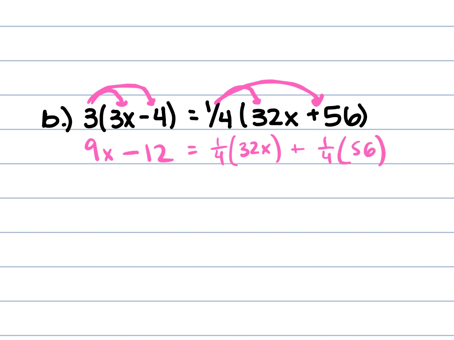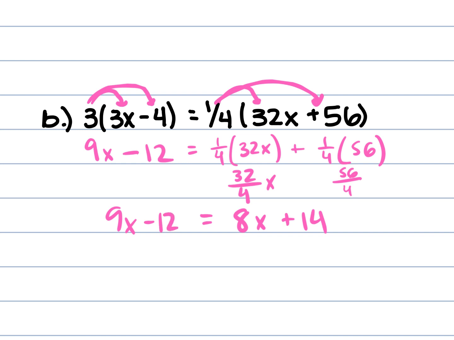So this would be 32 over 4x. So 32 divided by 4 would be 8x. And then same thing here, 56 over 4. 56 divided by 4 would be 14. So now I have 9x minus 12 is equal to 8x plus 14.